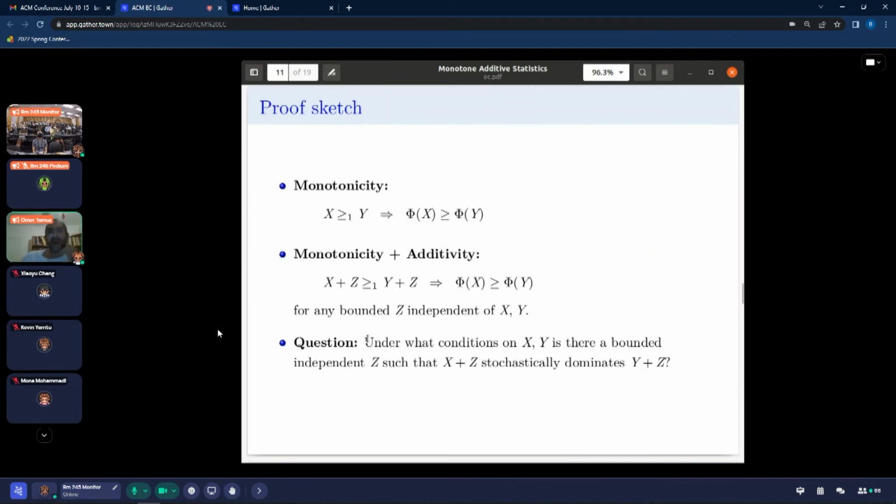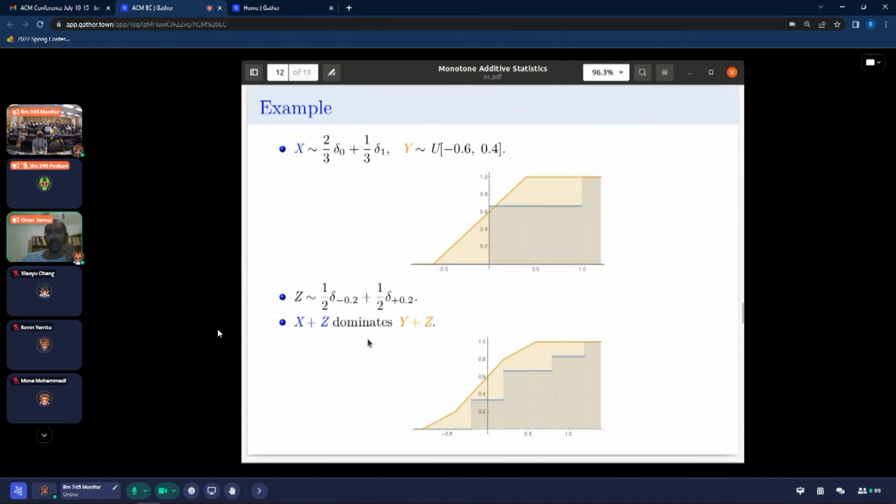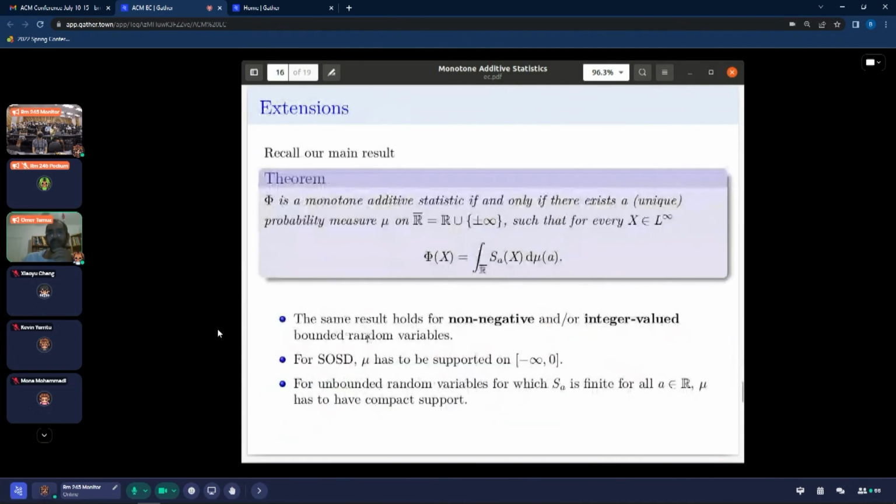So I'm out of time, so I don't really have time to tell you about the proof. Let me tell you about some extensions. You can imagine, what if my X is not any random variable, but just a non-negative random variable? Or maybe it's an integer valued random variable, and you get the same result. You can imagine that you care about second order stochastic dominance, which I won't define, instead of first order stochastic dominance. You get the same result, but this measure mu has to be supported from minus infinity to 0, so it can't have any positive part.